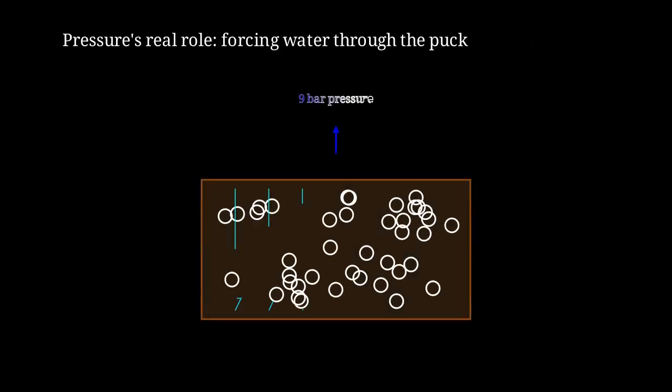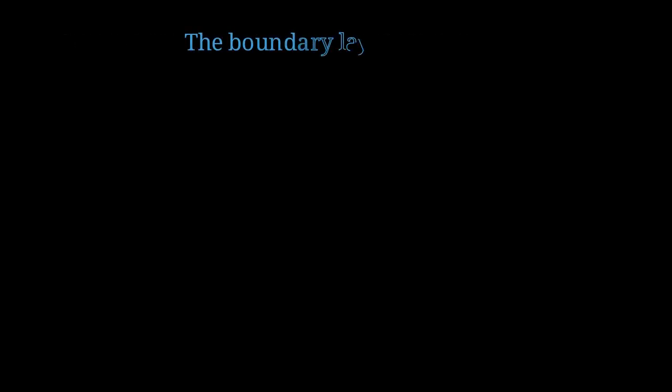Pressure forces water through the coffee bed. Without pressure, water would just sit on top. The flow ensures that extracted compounds are carried away, maintaining the concentration gradient that drives diffusion. There's a subtle but important phenomenon called the boundary layer effect. Let me explain this with a diagram.